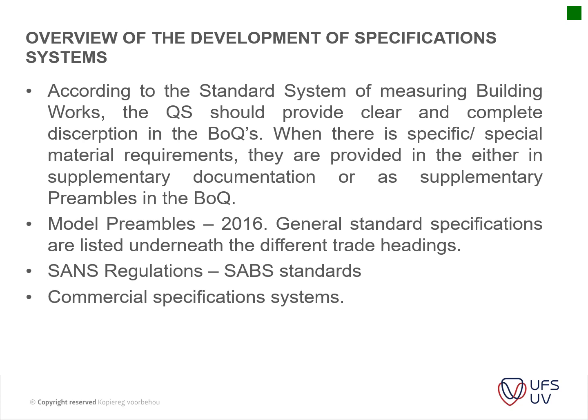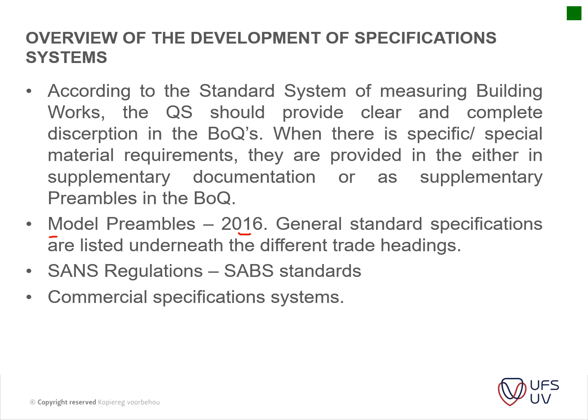Then you've got your model preambles. Please note in the book it still refers to the 2008 one, and then the recent architectural one that was issued in 2015. This has actually now been replaced by the 2016 ASAQS model preambles that's being used, but it's basically a general standard specification that's used to support any bills of quantities or any drawings developed by architects.